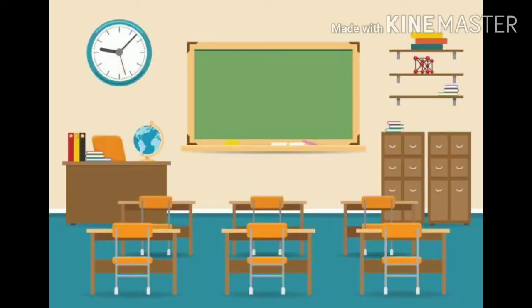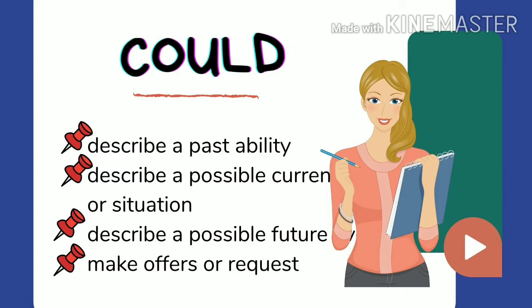Next we have could. When we say could, it is describing a past ability. So when we say could, it is the past tense of can. It can also describe a possible current situation, describe a possible future, and make offers or requests.